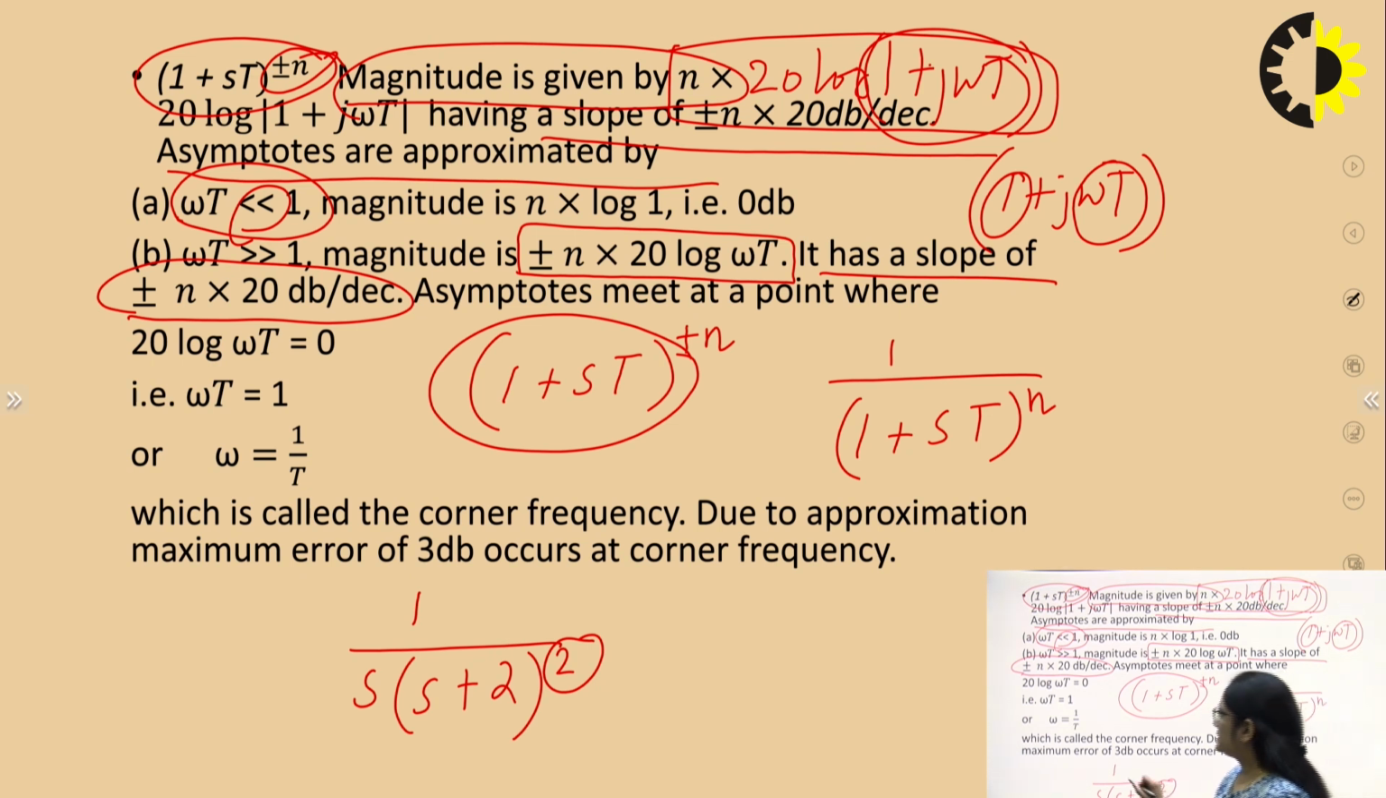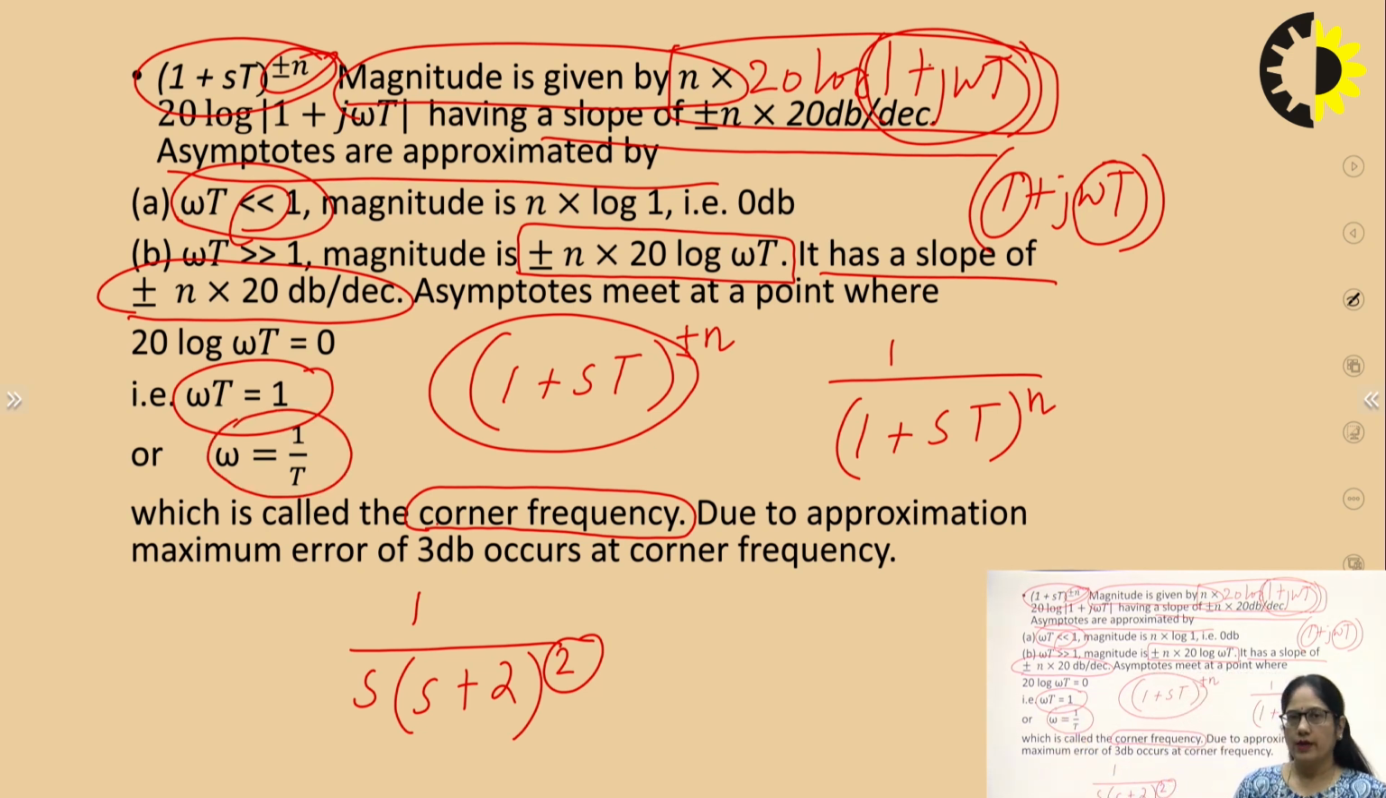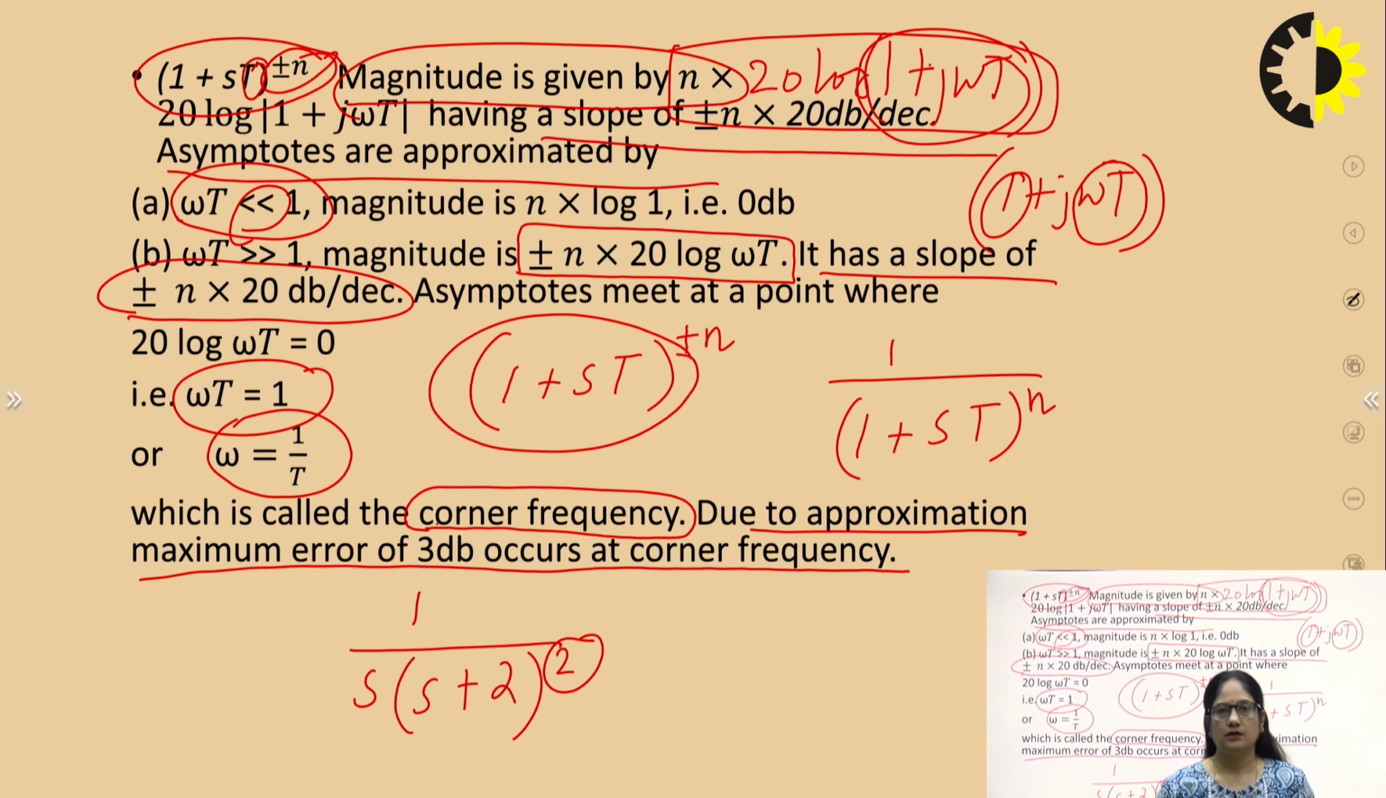Now, what is this corner frequency where the slope changes? This is found out by the simple value: omega t we consider as 1. So that means the corner frequency omega is equal to 1 upon t. And what is t? It is this part, that is the coefficient of s. So this omega is called the corner frequency, and due to approximation, the maximum error at the corner frequency is 3 dB magnitude.